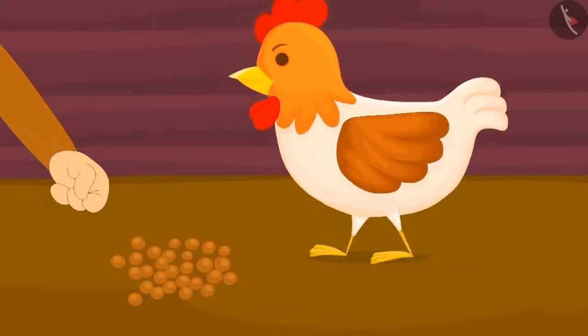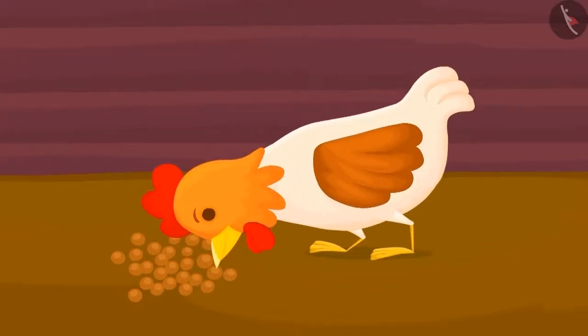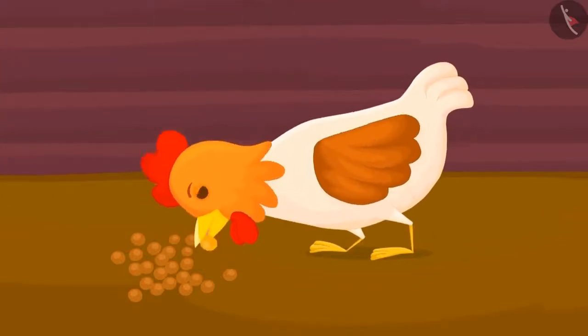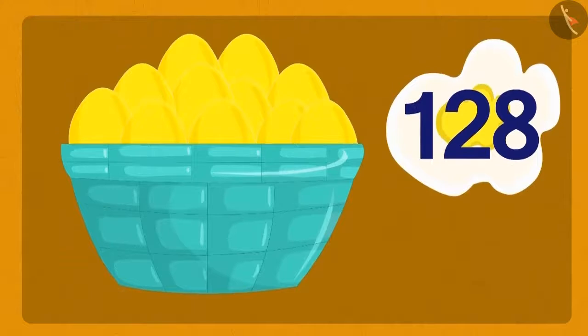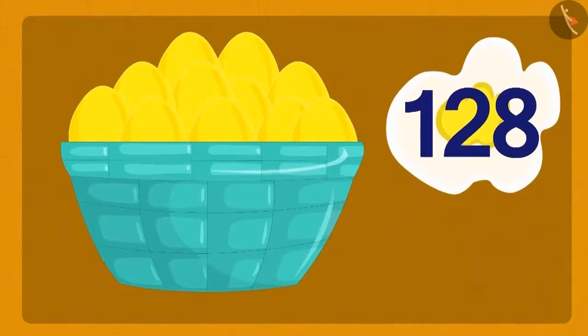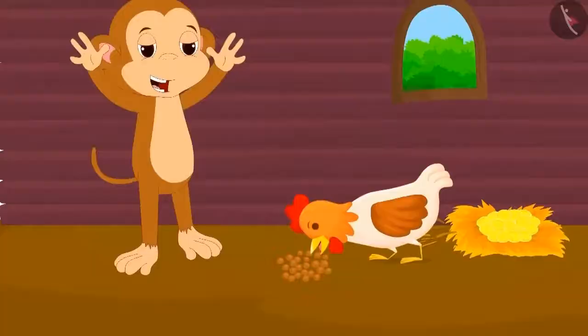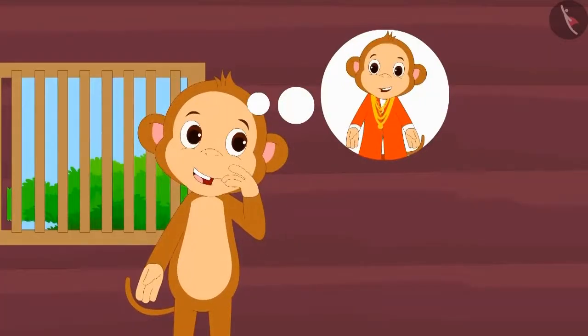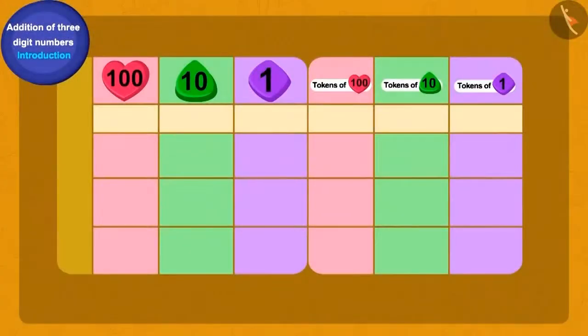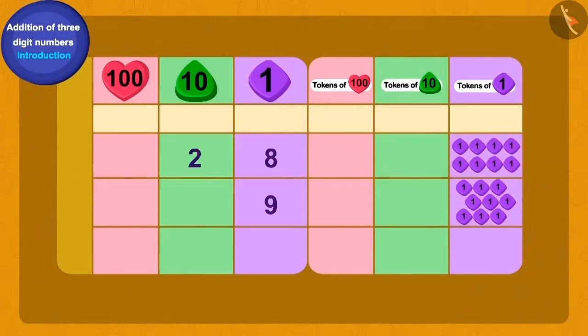Babban gave her more grain in the following week. And the hen gave him 128 gold eggs that week. Babban started dancing happily. He started thinking that he will now definitely become the richest man of the village. Let us see how many golden eggs in total Babban has. We will add 128 and 59.